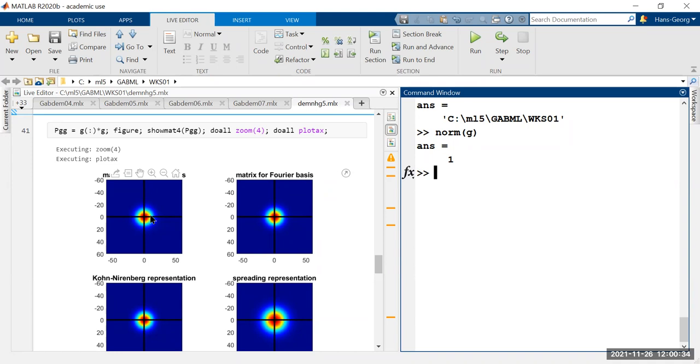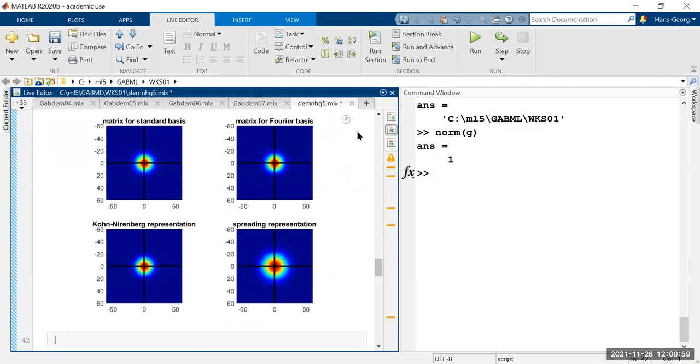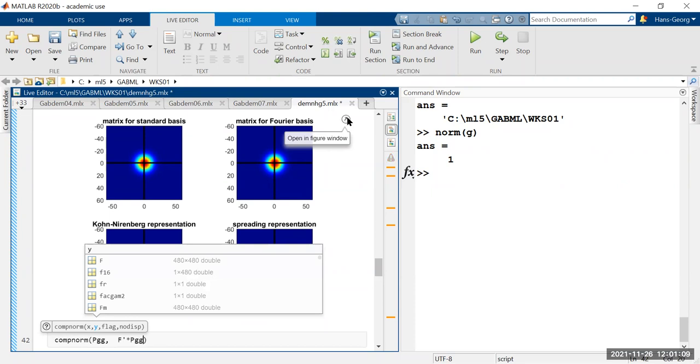self-explaining. Now, if you have a representation of a matrix, you can also ask, what is the representation of the operator in the Fourier basis? And in order to do so, you conjugate your operator with the Fourier transform. So maybe we should also do this. That means you're saying comp norm PGG, the projection operator, and now we are doing F prime with PGG with F. And we check, maybe we do it in the opposite order.